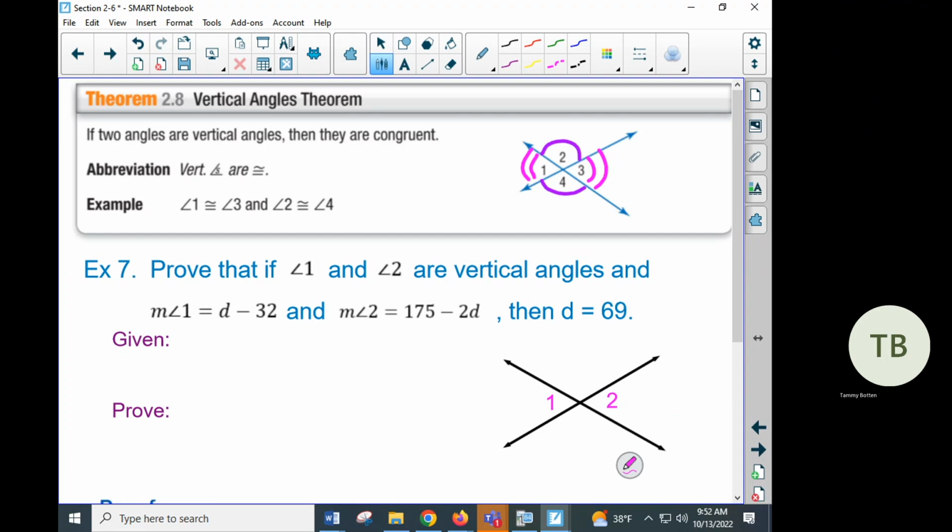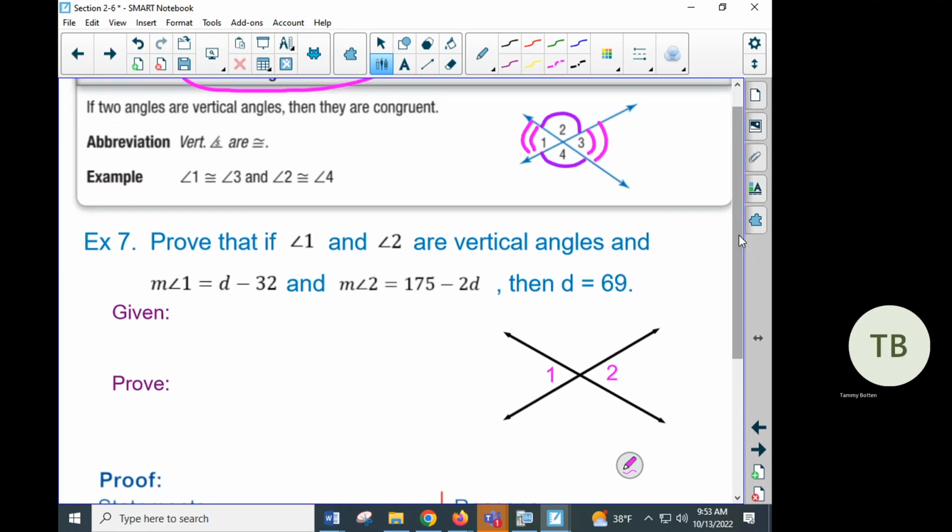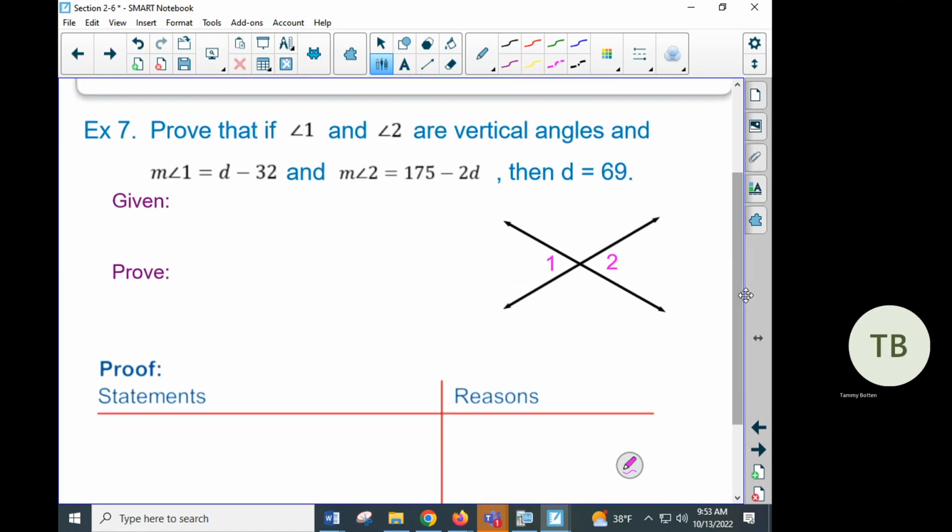If you ever use that in a proof, your reason would be vertical angles theorem because it has a special name. So if you have a theorem that ever has a special name, a lot of times you'll use that for a proof. So now we're going to do a proof with vertical angles. And I'm not sure if I've said this at all, but if you ever have an if-then proof, the if part is the given, the then part is the proof.